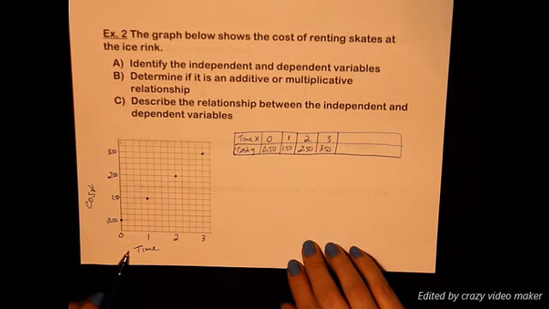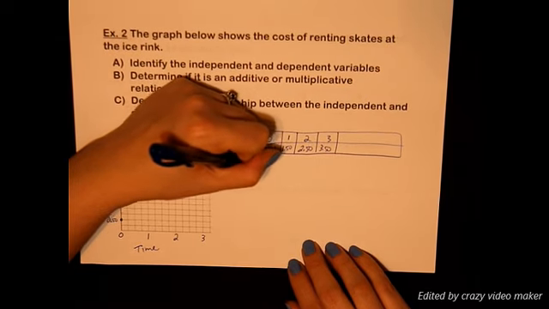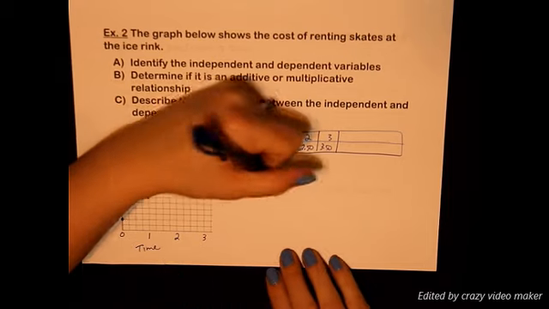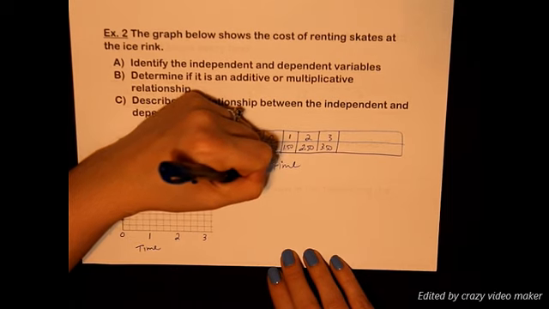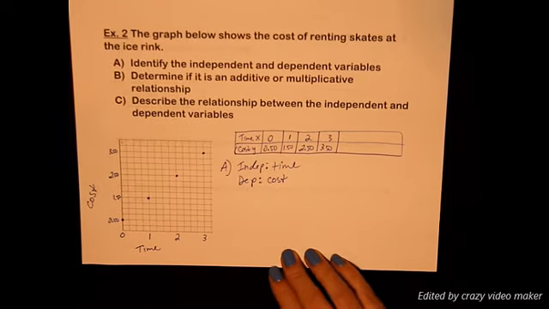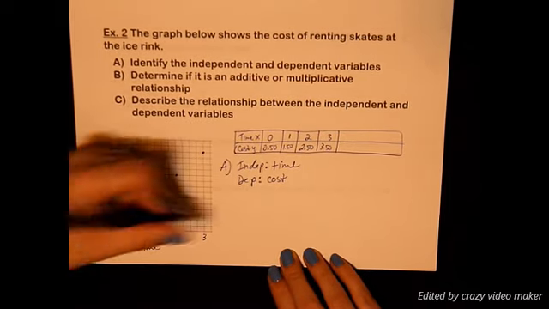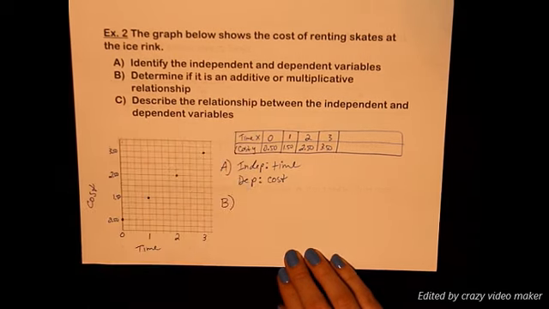Automatically, always look at your x. Whatever your x-axis is, the horizontal one on the bottom, that's your independent. Whatever the vertical one is, the y-axis, that's your dependent. So A, we have independent. That's going to be our time that the skates are rented. And then our dependent is going to be the cost, because depending upon how long we rent the skates determines our cost. So now part B, determine if it's additive or multiplicative.